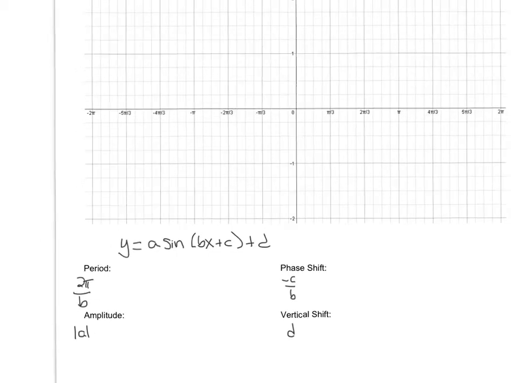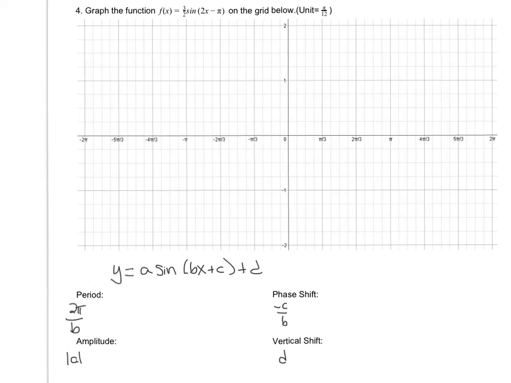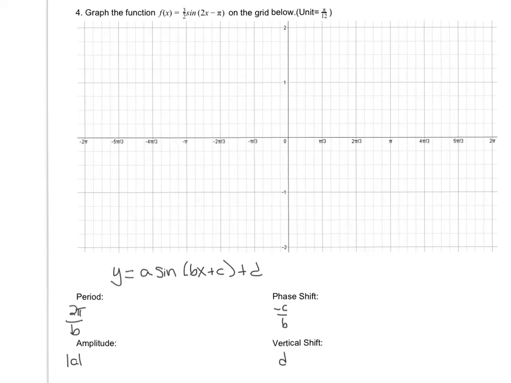So if we look at the equation we're given, 3/2 sine of 2x minus pi, we can find a lot of these things. Now b in this equation is 2, because that's the number in front of x. So the period would be 2 pi divided by 2, which just gives me pi. So I know this will repeat every pi.